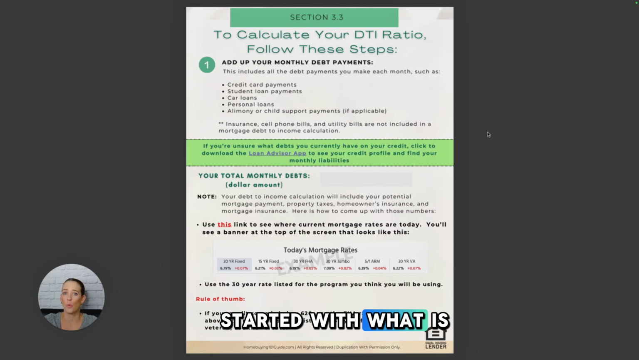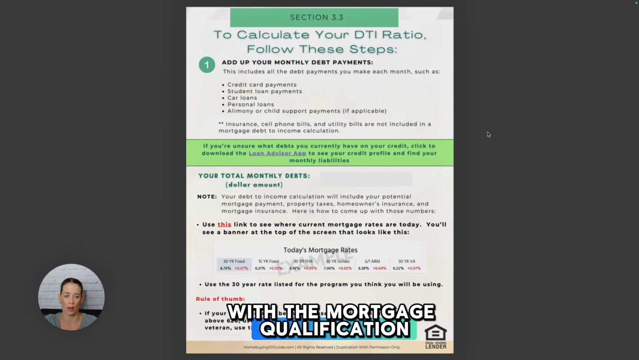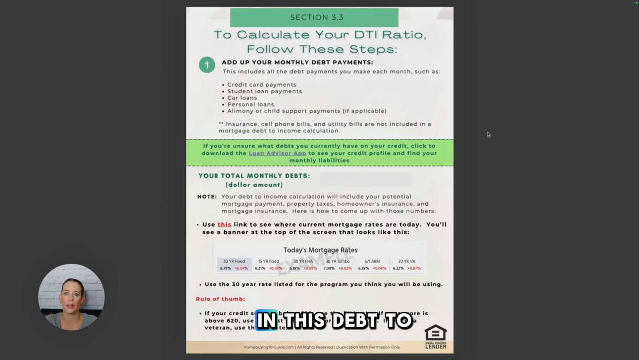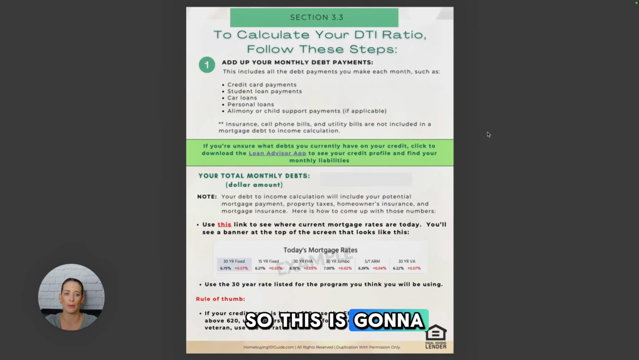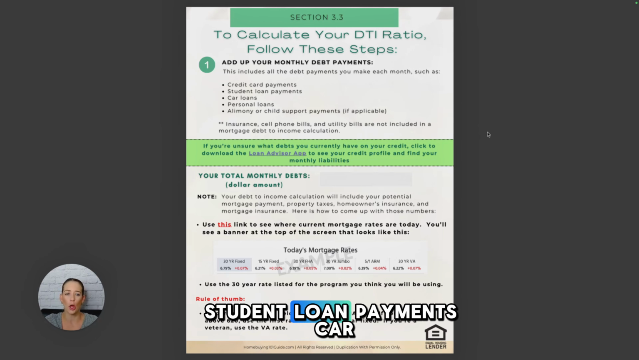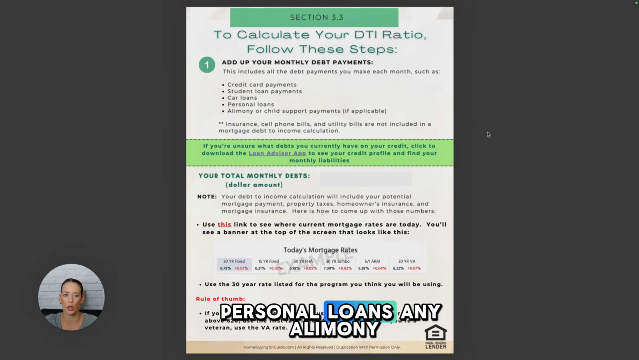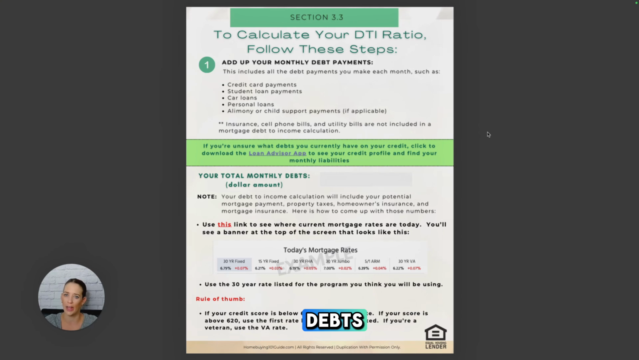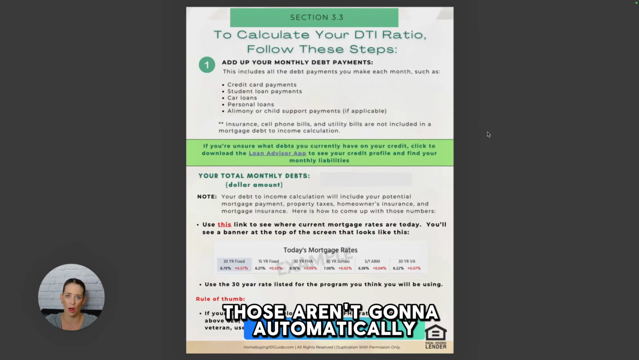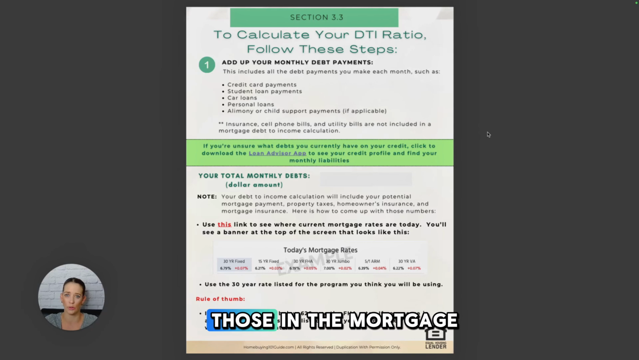So I'm going to get started with what is included in the debts that we're looking at with the mortgage qualification. The debts that are going to be included in this debt to income ratio are debts that are reporting on your actual credit report. So this is going to be any credit card payments, student loan payments, car loans, personal loans, any alimony or child support payments. And just note that not all of your debts or your monthly bills are going to pop up on that. If you have your insurance bills, your cell phone bills, utility bills, those aren't going to automatically be reported, and we don't include those in the mortgage debt to income calculation. So just keep that in mind.